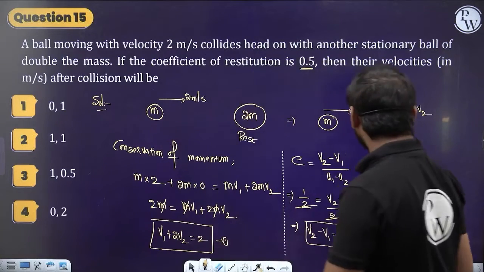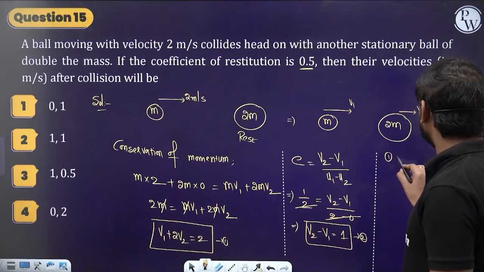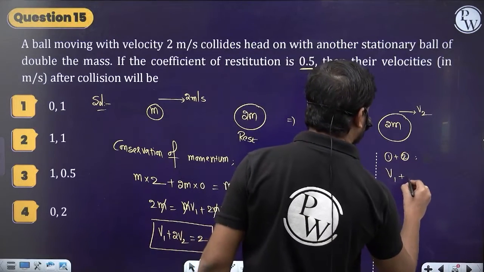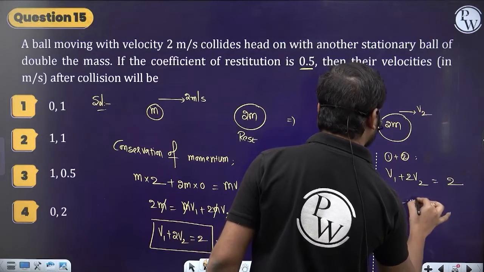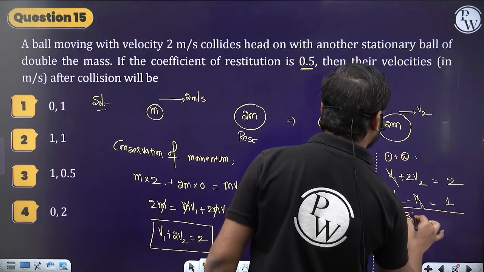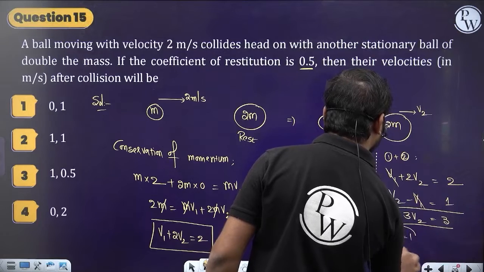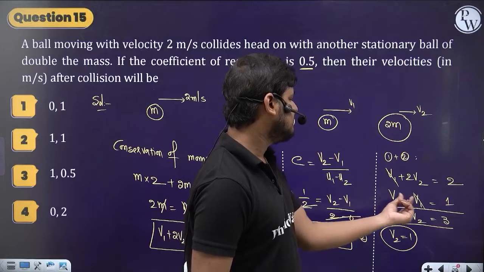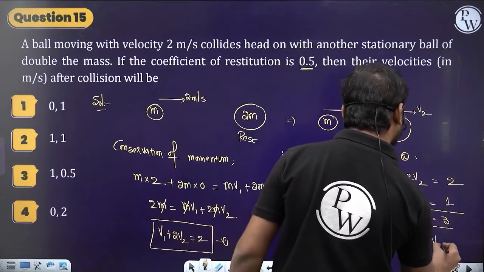Now let's add equation 1 plus equation 2. V1 plus 2V2 is equal to 2, and V2 minus V1 is equal to 1. From here V1 cancels, 3V2 is equal to 3. From here V2 is equal to 1. If V2 is equal to 1, substitute V2 equal to 1 here. So 1 minus V1 is equal to 1. If you send 1 to that side, V1 will be equal to 0.